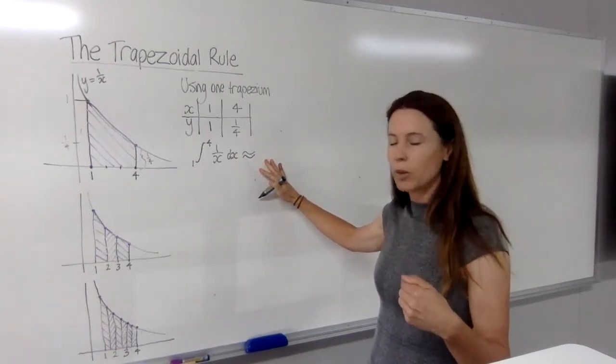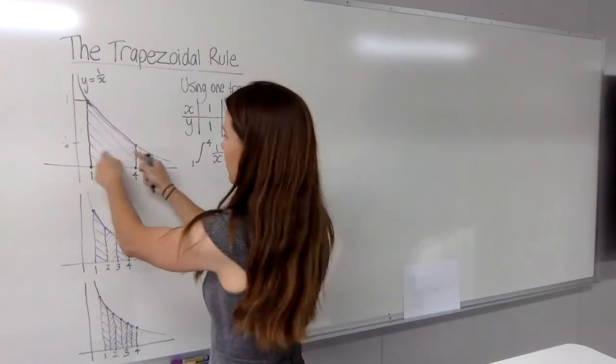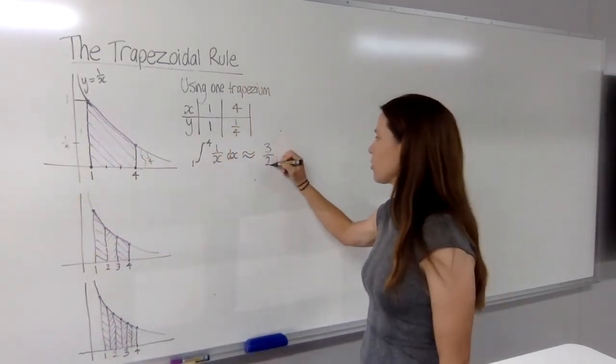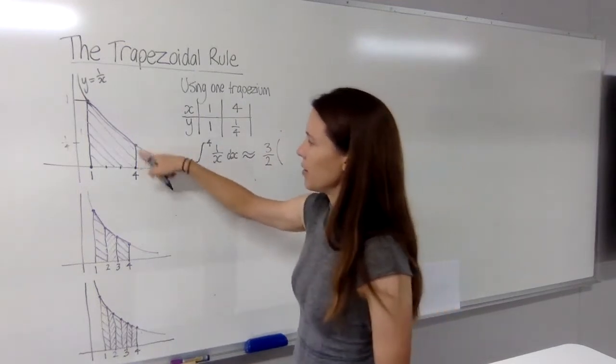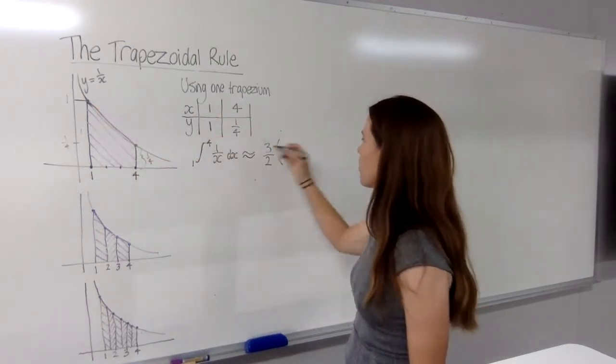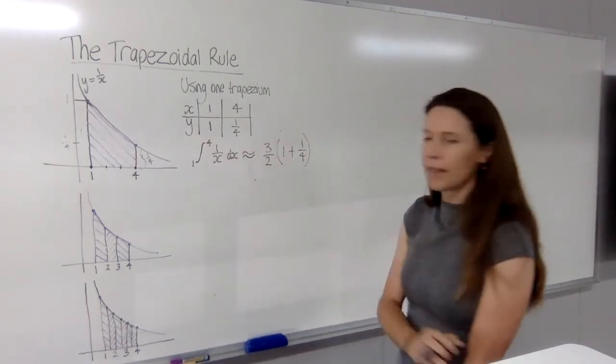Height over 2. So what's the height here? Remember it's on its side. So the height of the trapezium is 3 units. So 3 over 2. And then I need to add my A and my B, which is my 2 outer sides. So I have 1 plus a quarter. And then you can just tidy that answer up.